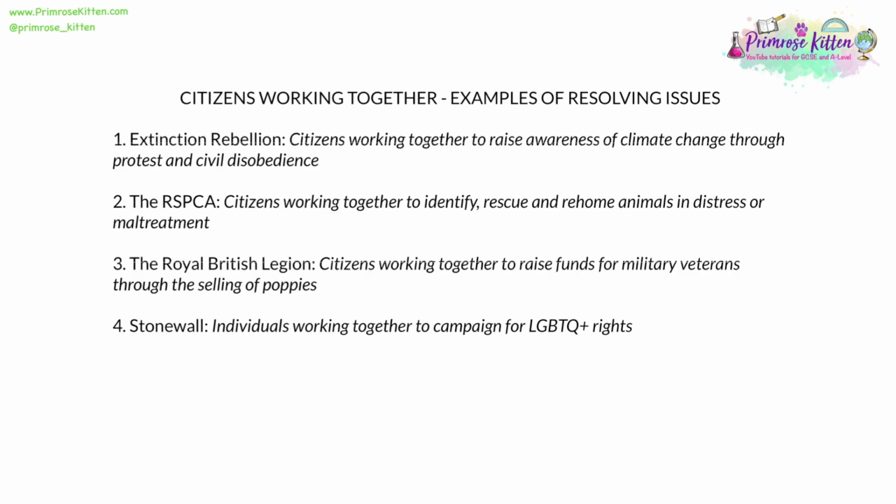And so we can look at examples of how citizens can work together to resolve particular issues. Extinction Rebellion is an example of citizens working together to raise awareness of an issue through protest and civil disobedience. The RSPCA is an example of citizens working together to take practical action to identify, rescue, and rehome animals in distress or maltreatment. The Royal British Legion is an example of citizens working together to fundraise, in this case for military veterans. And Stonewall is an example of individuals working together to campaign for the rights of a particular group.